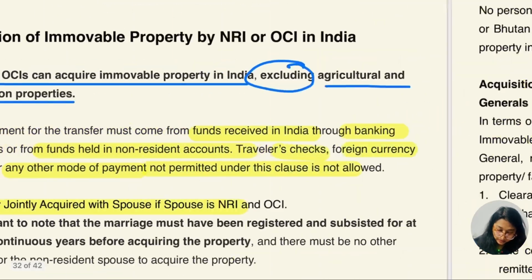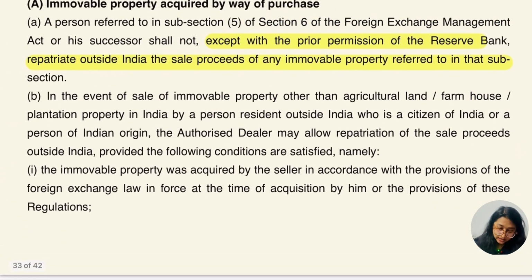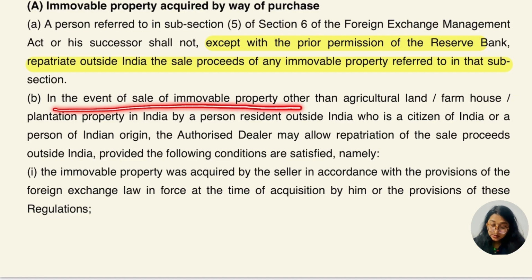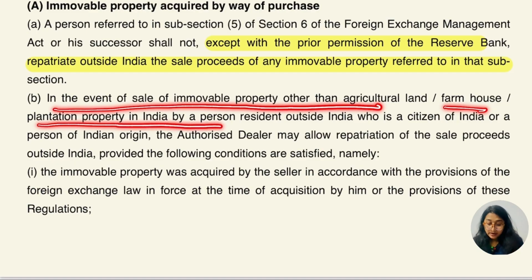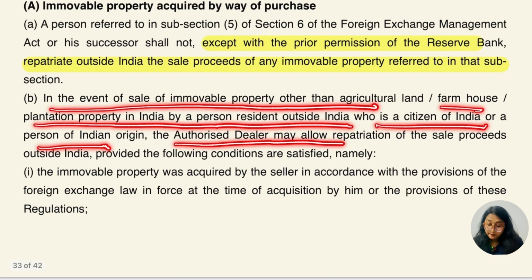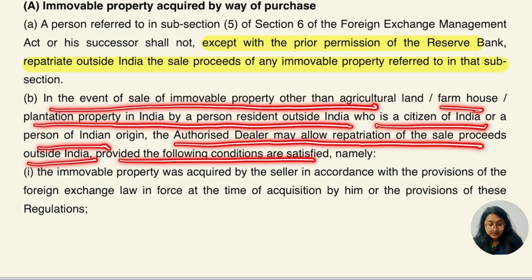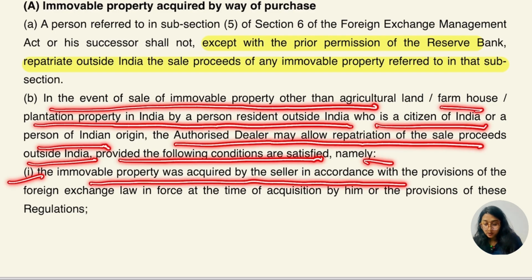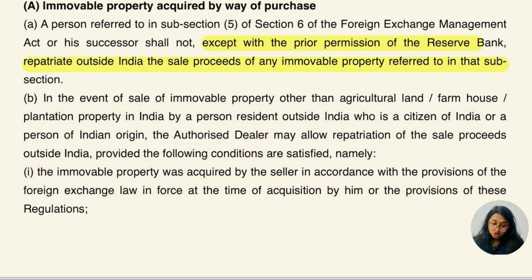Second point, in the event of sale of immovable property other than agricultural land, farmhouse, plantation property in India by a person resident outside India who is a citizen of India or a person of Indian origin, the authorized dealer may allow repatriation of the sale proceeds outside India provided the following conditions are satisfied, namely, the immovable property was acquired by the seller in accordance with the provisions of the foreign exchange law in force at the time of acquisition by him or the provisions of these regulations.